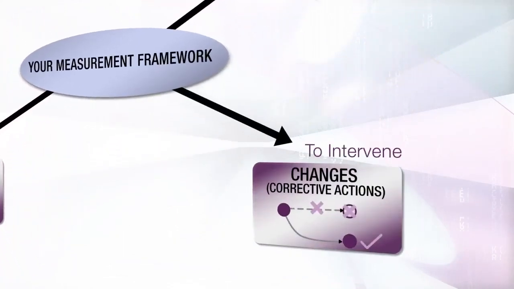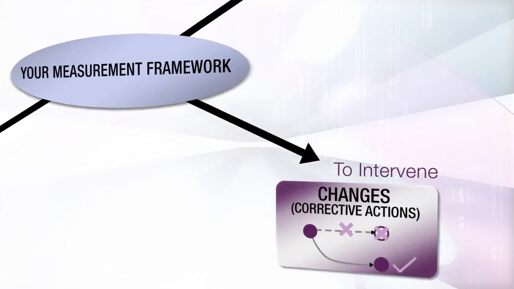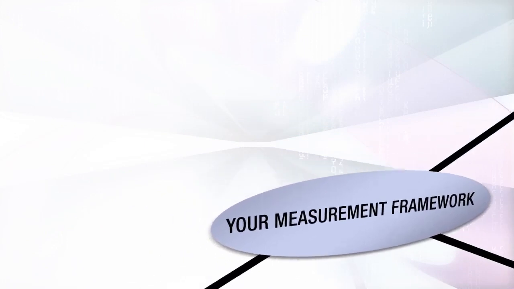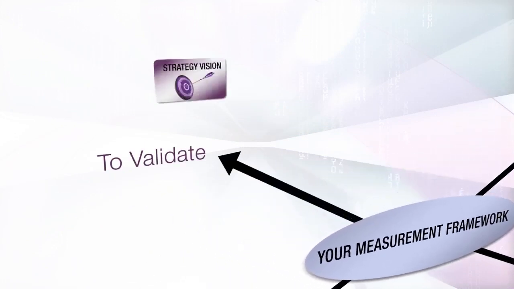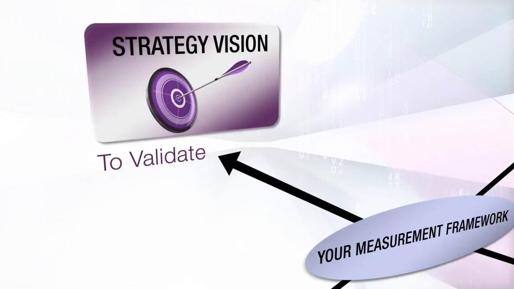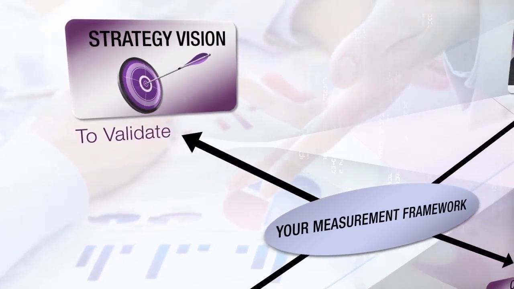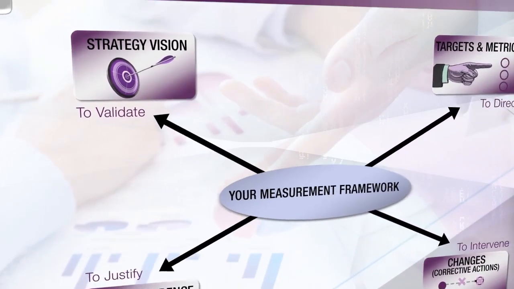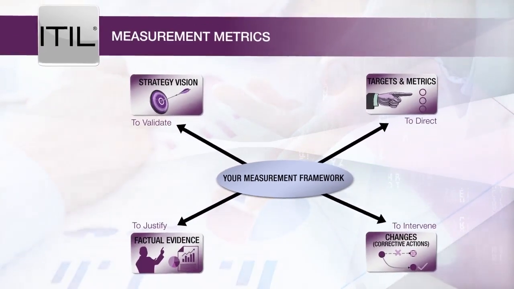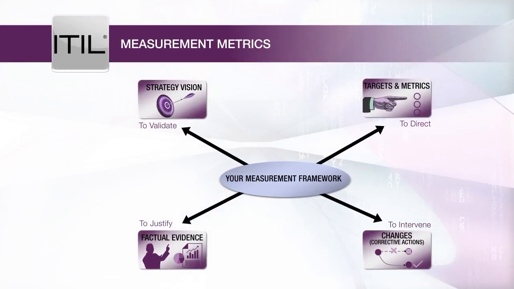To intervene. Monitoring and measuring assist the provider to identify a point of intervention, including subsequent changes and corrective actions. To validate. Monitoring and measuring a service helps to validate previous decisions made in providing the service. Too often, we continue to measure long after the need has passed. Every time you produce a report, you should ask, do we still need this?